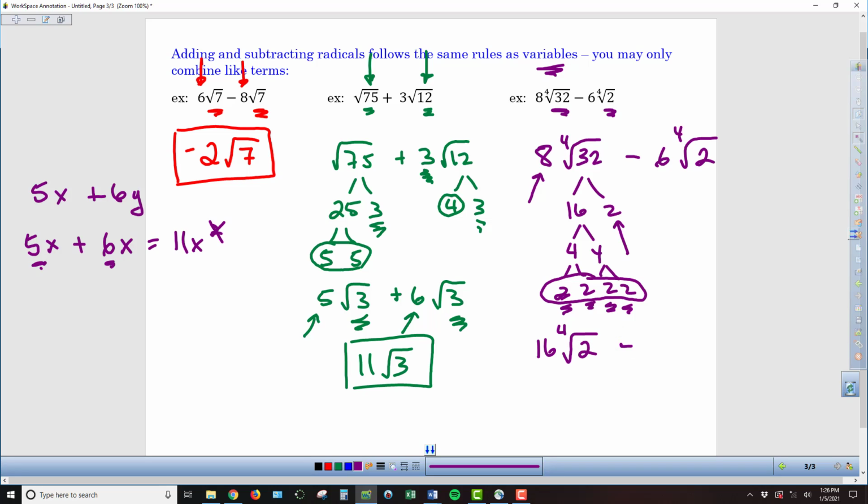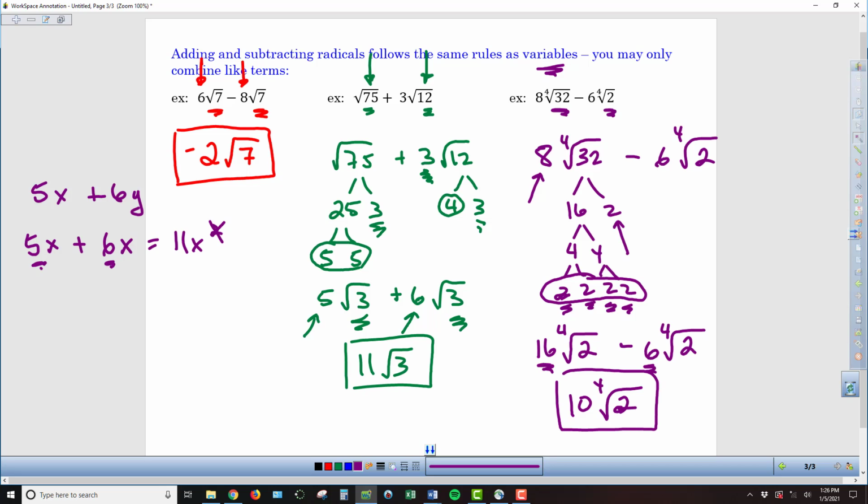And then the second part, there's no simplifying to be done there. It's still 6 times the 4th root of 2. And so now we're ready to go ahead and subtract these. They are like terms. So the 4th root of 2 is going to be a part of my answer. And so then I just subtract 16 minus 6 to get 10. So it's 10 times the 4th root of 2.